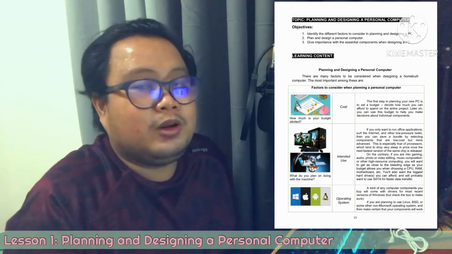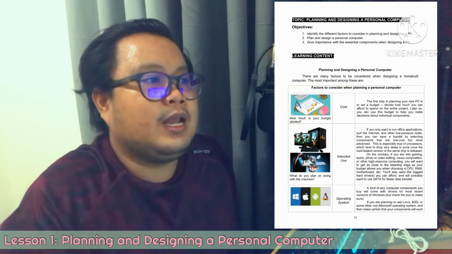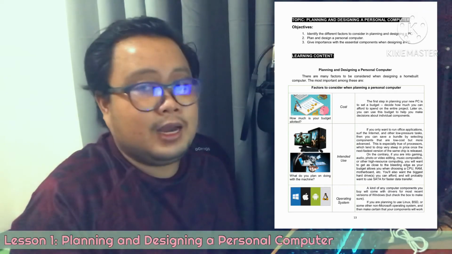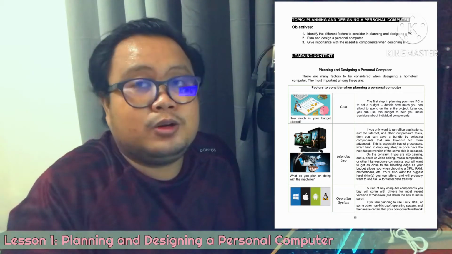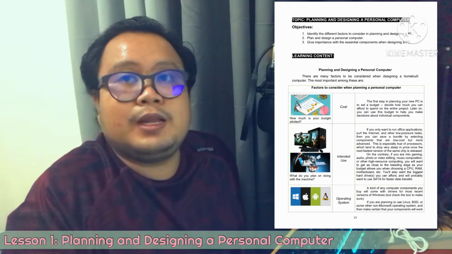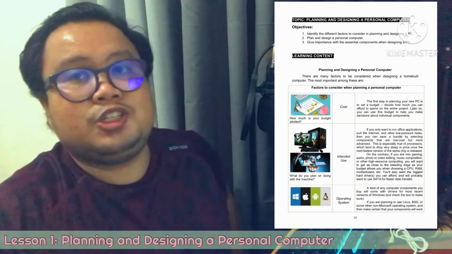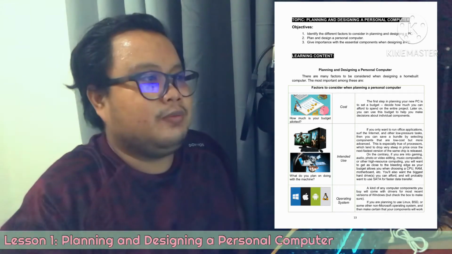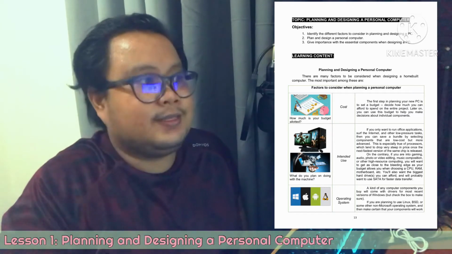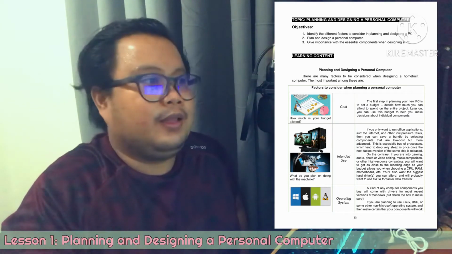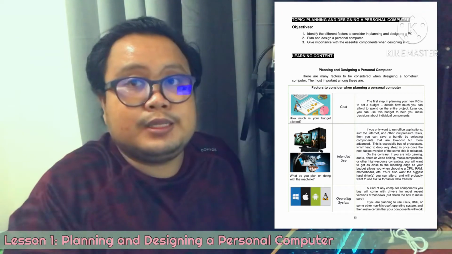For example, for education, siyempre hindi naman natin kailangan ng mga high power components, or depende na lang kung ano yung pinaka-specific for education. Siyempre meron tayong iba't ibang applications na ii-install, so doon tayo magdedepende kung ano-ano yung mga parts na bibilhin natin. And then number 3 is yung operating system.